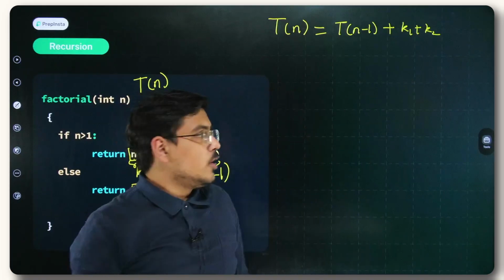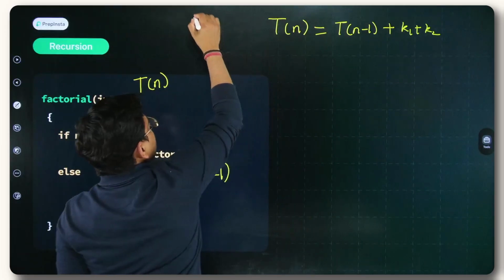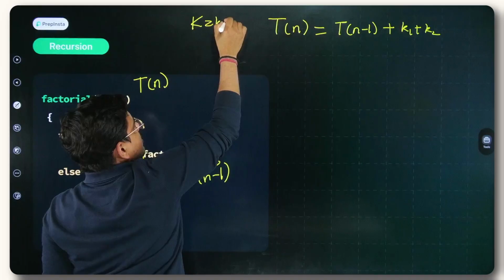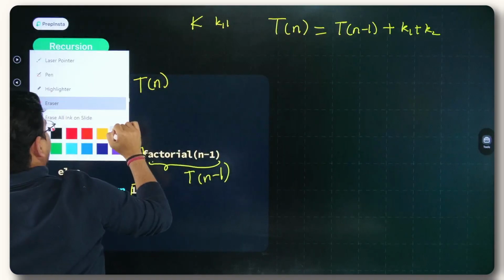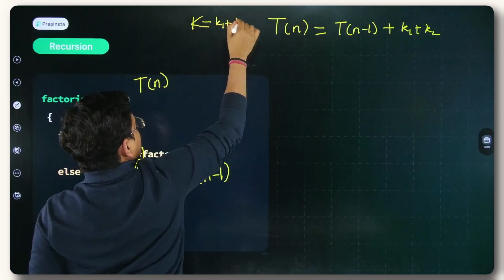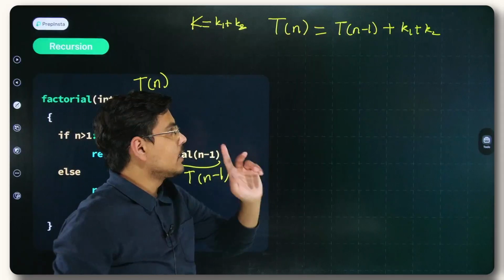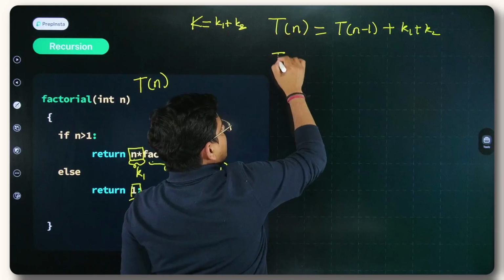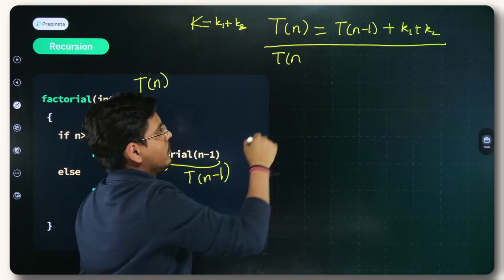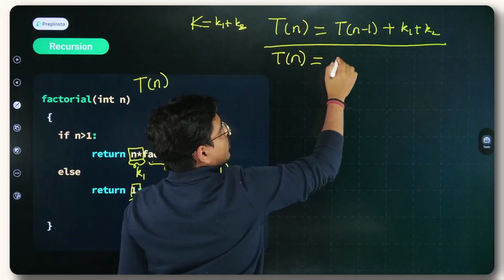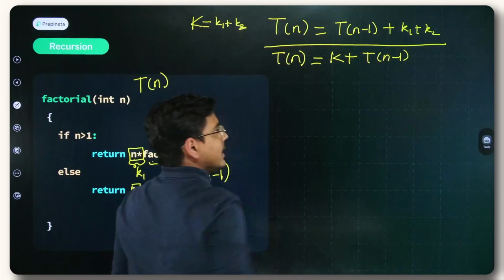Okay. What I'll do is I'll combine these constants. I'll write k equals k1 plus k2. Okay. Wherever you find k1 plus k2, replace it with a single capital K. Okay. So T of n, I'll draw a line for the further computation. You'll understand why I've drawn it. So T of n equals K, a bigger K for them, plus T of n minus 1, right?